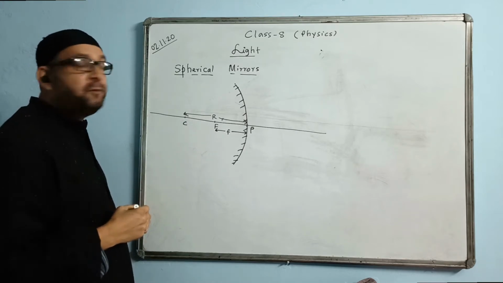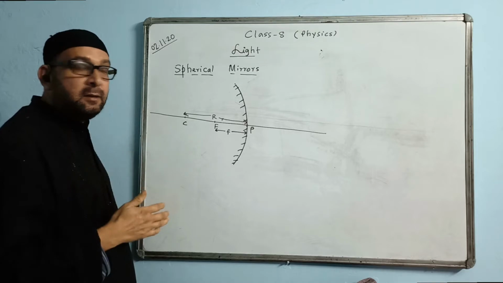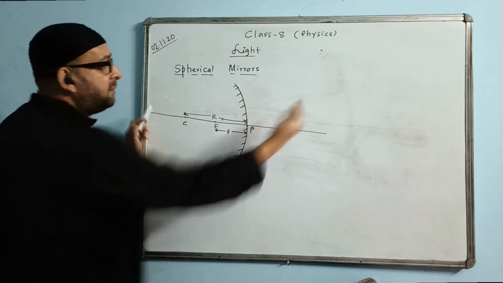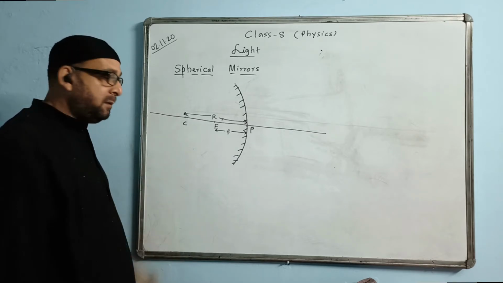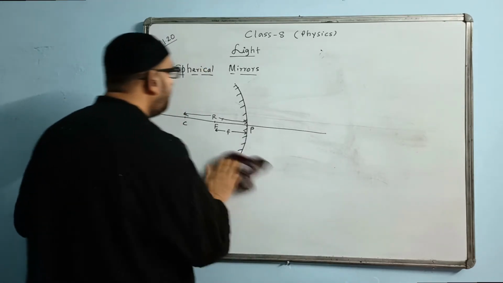Which side do we have to keep the object, or which side of the mirror will receive the light? Definitely this side, because this is unpolished. Only the unpolished surface receives the light. Okay.